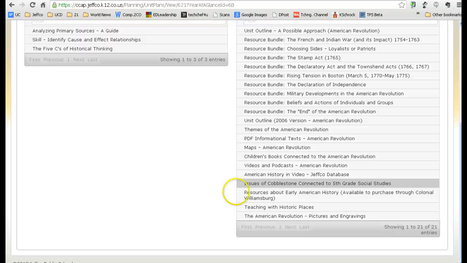So we see some additional items down here, but up here at the top you see these resource bundles, which should really support you in your chronological development and instruction of the American Revolution.